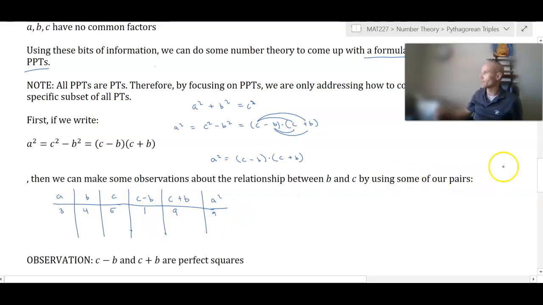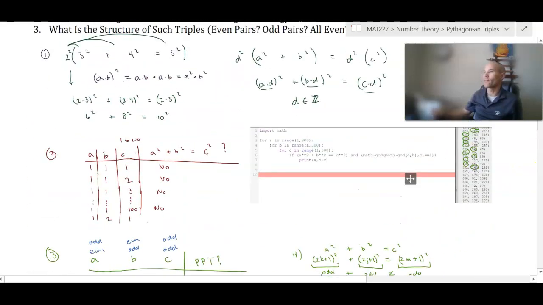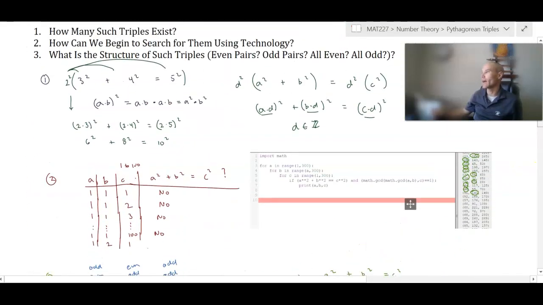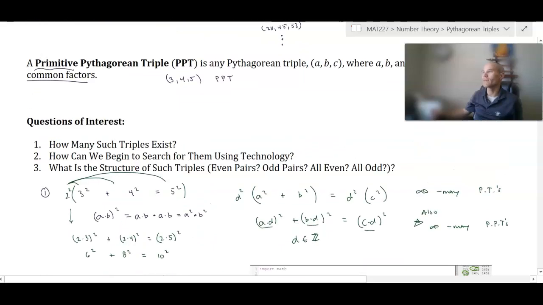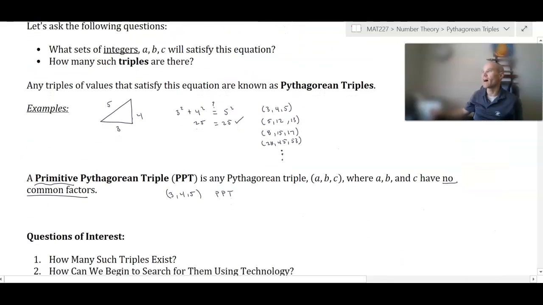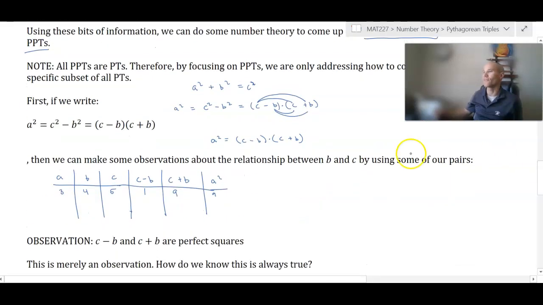So you see 1 times 9 gives you 9. Nice. Okay, what was another one we found? Another primitive Pythagorean triple that we have is 5, 12, 13. Let's look at 5, 12, 13. So 13 minus 12 is 1. 13 plus 12 is 25. And then 5 squared is 25. So 1 times 25 gives us 25.